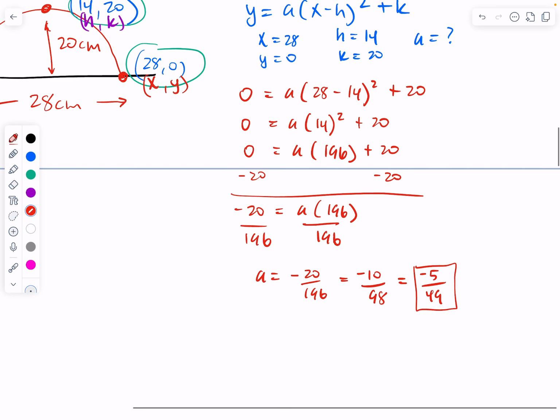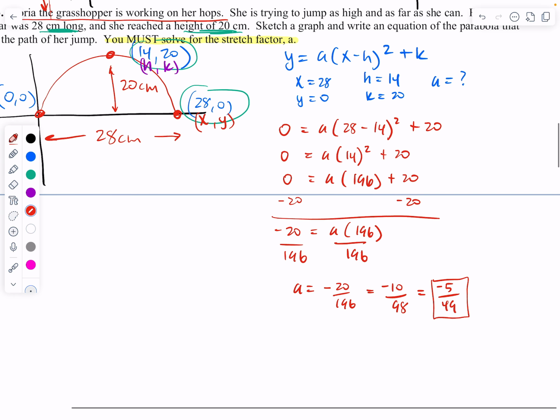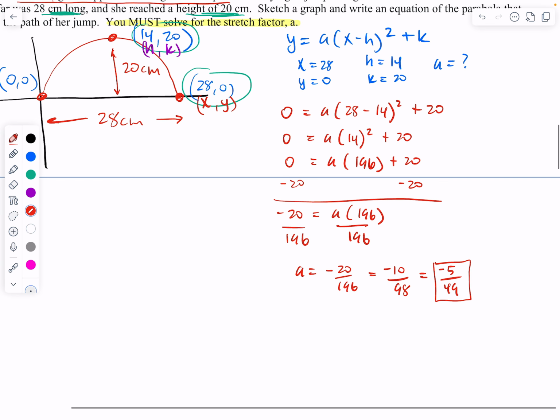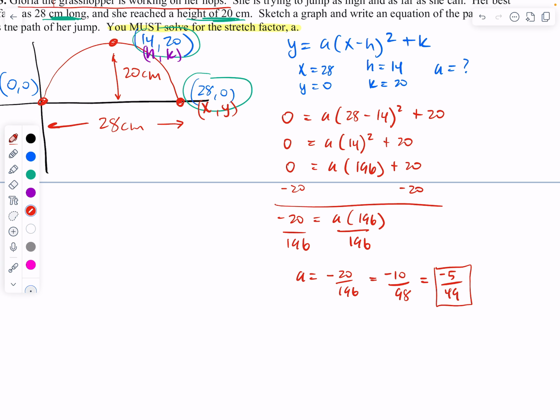Now I have my stretch factor, and I'm going to write it all out in the final equation. So here we go. y equals negative 5 over 49 times x minus 14 squared plus 20. And this is my final answer for that problem. Notice that this number is negative, and that's because the parabola is upside down.